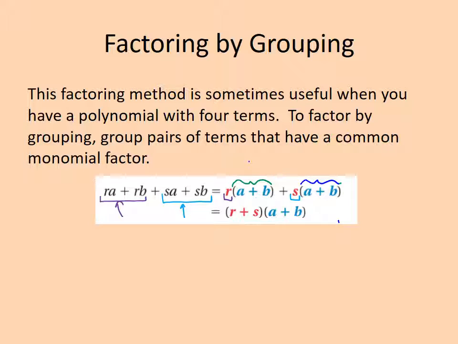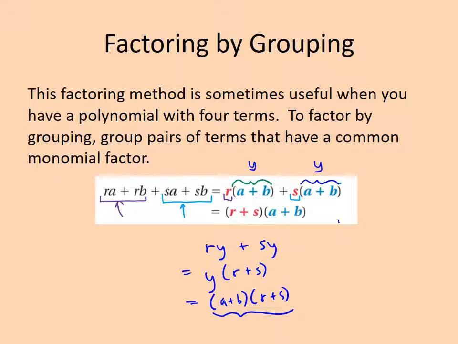Think of a plus b as y. If you had ry plus sy, you would notice that y is in both terms and you can factor out a y, which leaves you with r plus s on the inside. That y in this situation was just a plus b. So that is what allows you to factor out the a plus b. Now notice how down here, a plus b was on the left, and up here, a plus b was on the right. Remember, multiplication is commutative, so it doesn't really matter which goes first.